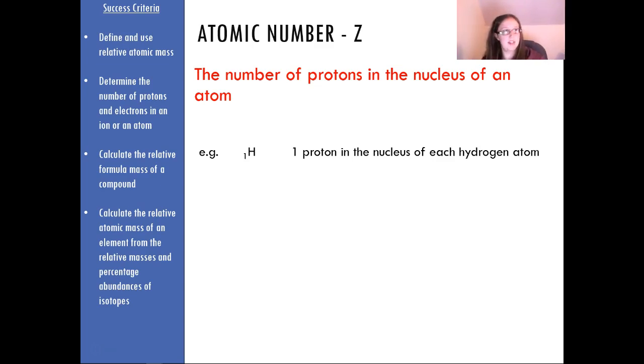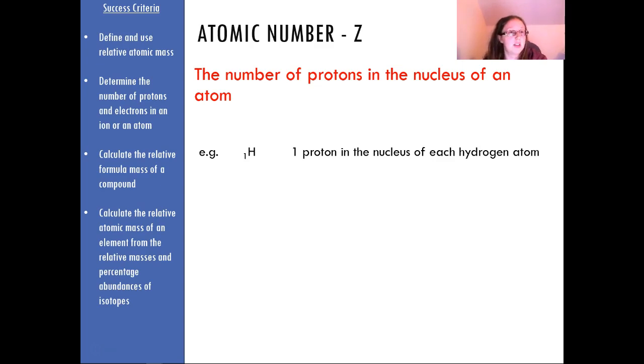So by the end of this video you should hopefully be able to define and use relative atomic mass, determine the number of protons and electrons in an ion or an atom, calculate the relative formula mass of a compound, and calculate the relative atomic mass of an element from the relative masses and percentage abundances of isotopes. This shouldn't be too difficult. Hopefully this whole topic will just be a bit of a revision, but you want to make sure you've got it really firmly in your heads to help you do the rest of the course.